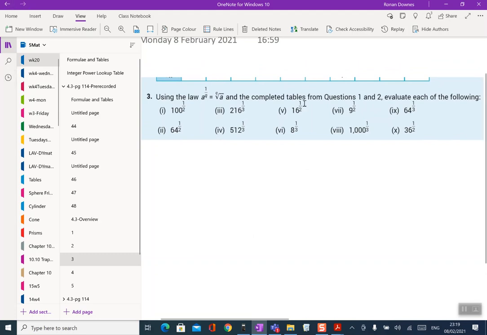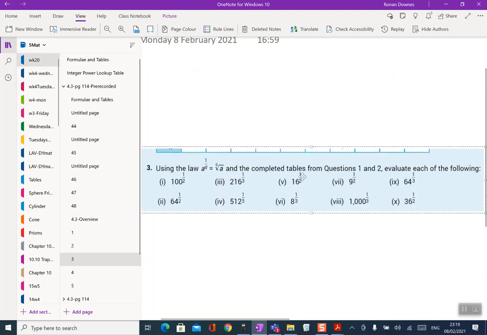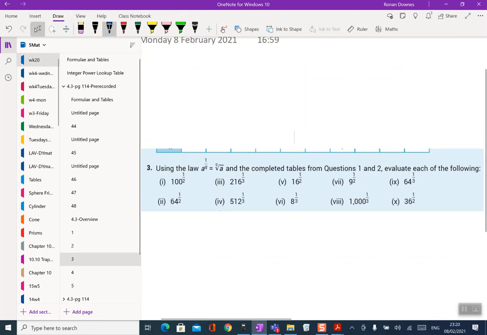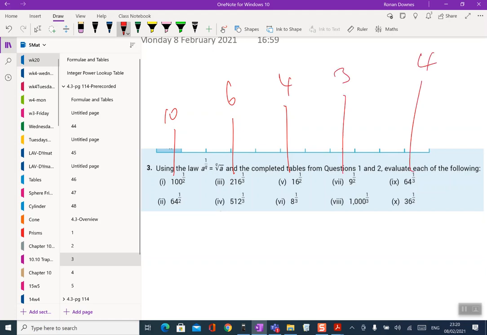Let me grab that and drag it. Okay. Let's keep things laid out nicely. 10, 6, 4, 3, 4, 8. Now you can use your calculator for any of these.